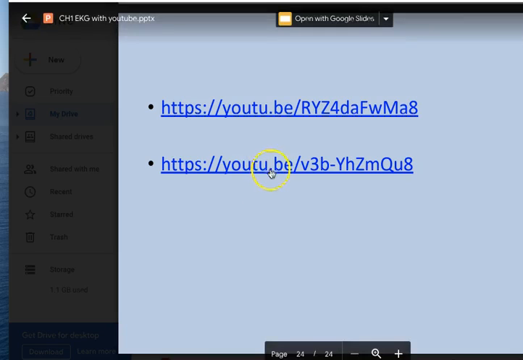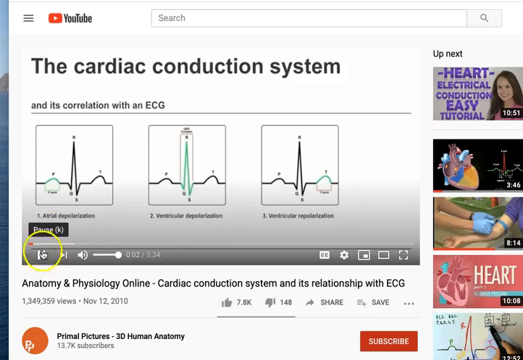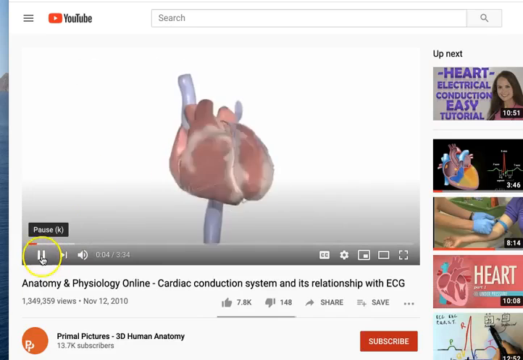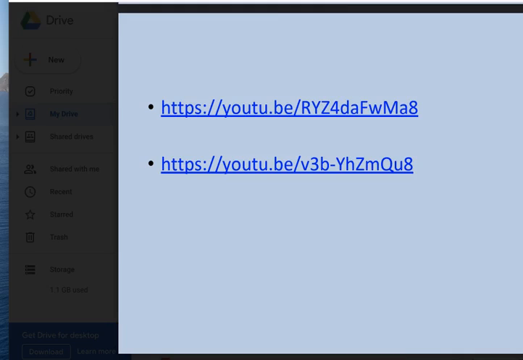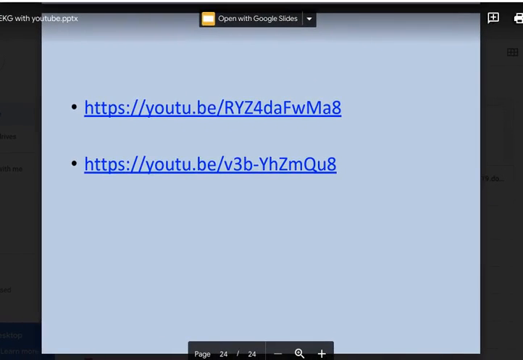There's also another one here that shows the actual cardiac conduction system, the heart's conduction system as an animation and as it is reflected on an EKG reading, which is a little bit more of what we're going to get into next week. But I'm just introducing you to it this week. So I would advise you to watch both of those YouTube videos that are embedded in this.